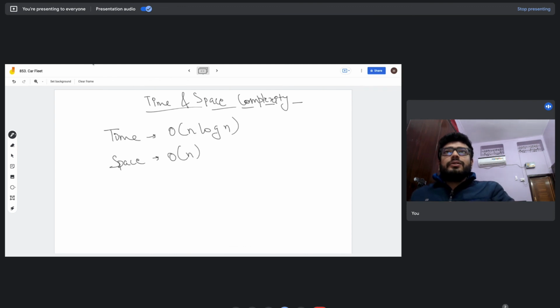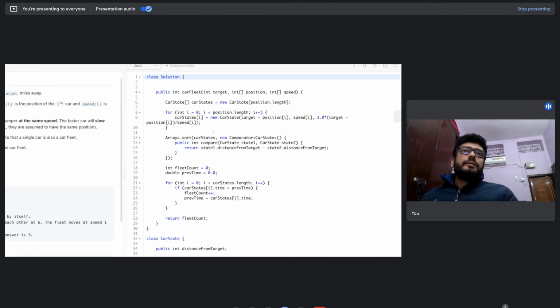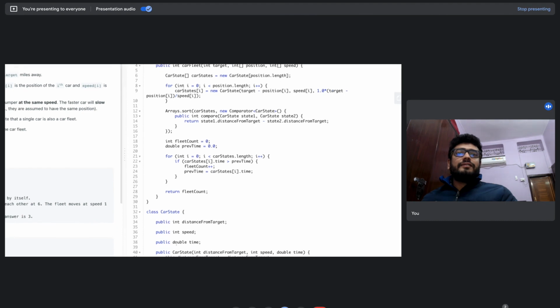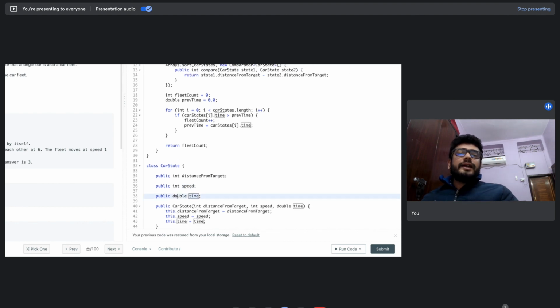So let's take a look at the solution of this problem. Basically, what we are going to do here is first, as I mentioned, create this car states array, which I have defined earlier, which will have three things: distance from target, speed and time, right? Now I have taken time as a double here, because time is calculated by distance divided by speed, so it could come into decimal value.